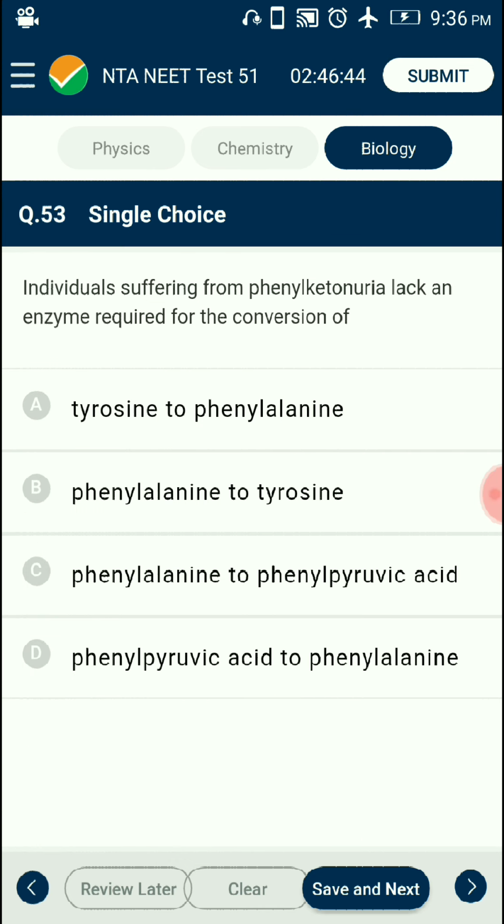Question number 53. Individuals suffering from phenylketonuria lack an enzyme required for the conversion of... Phenylketonuria is an autosomal recessive disorder. The affected individual lacks an enzyme that converts the amino acid phenylalanine into tyrosine. As a result of this, phenylalanine is accumulated and converted into phenylpyruvic acid and other derivatives. Accumulation of these in the brain results in mental retardation. These are also excreted through urine because of poor absorption by the kidney. So the answer is option B, phenylalanine to tyrosine.